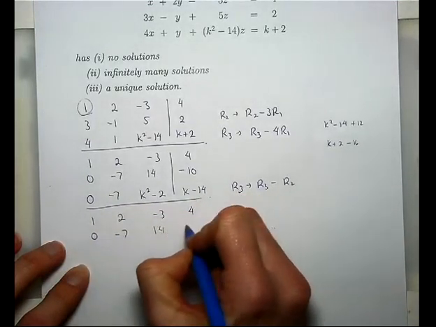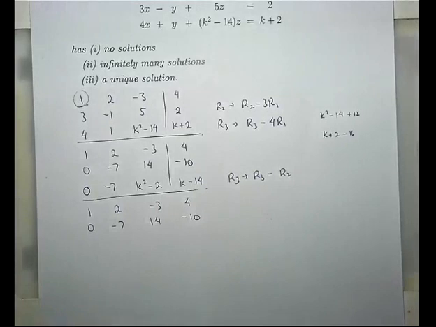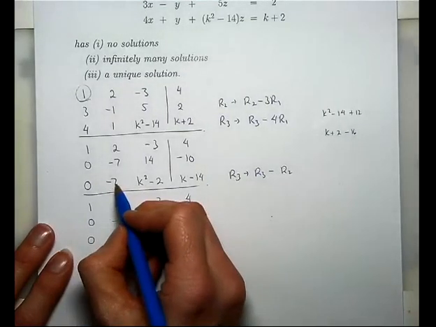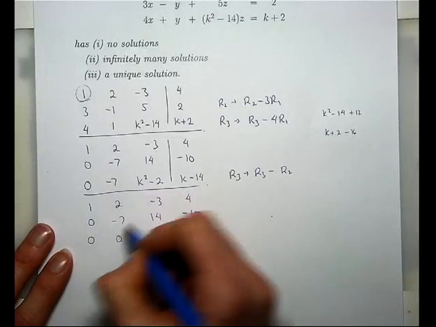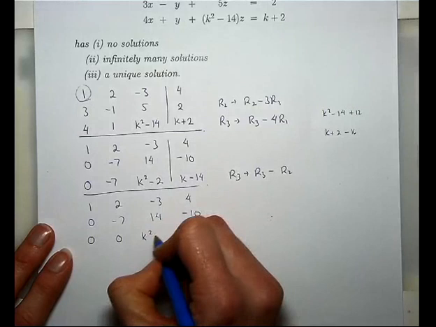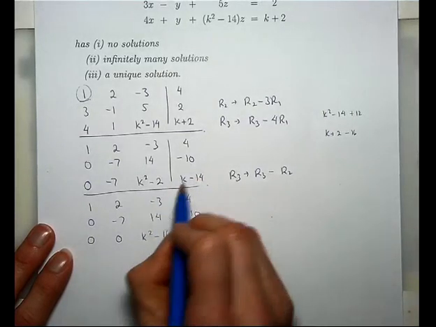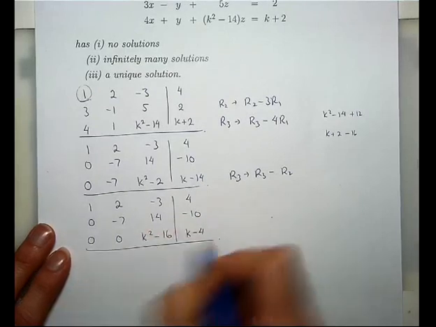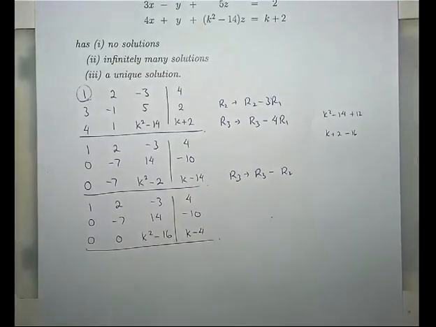0 minus 7, 14 minus 10. 0 minus 0. Minus 7 minus minus 7. This one minus 14. This one plus 10. Okay, so now I've got that bottom corner with all zeros in it, those 3 zeros.